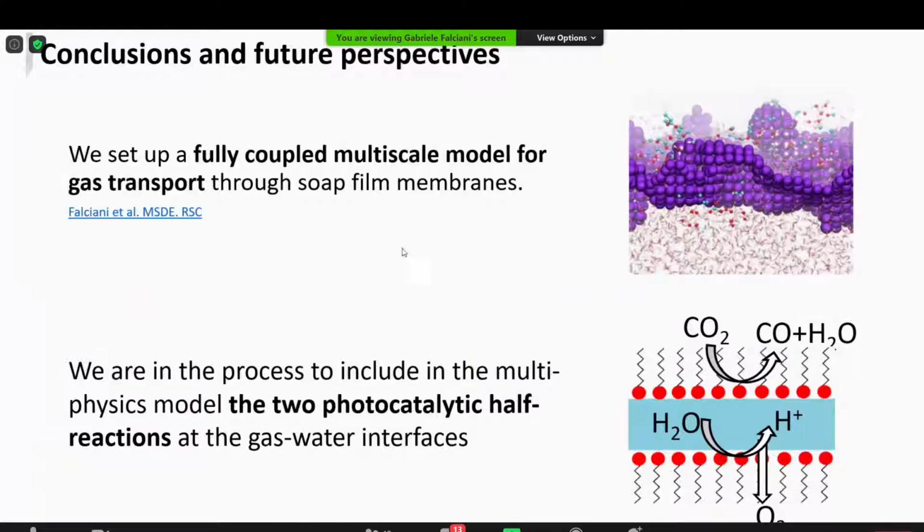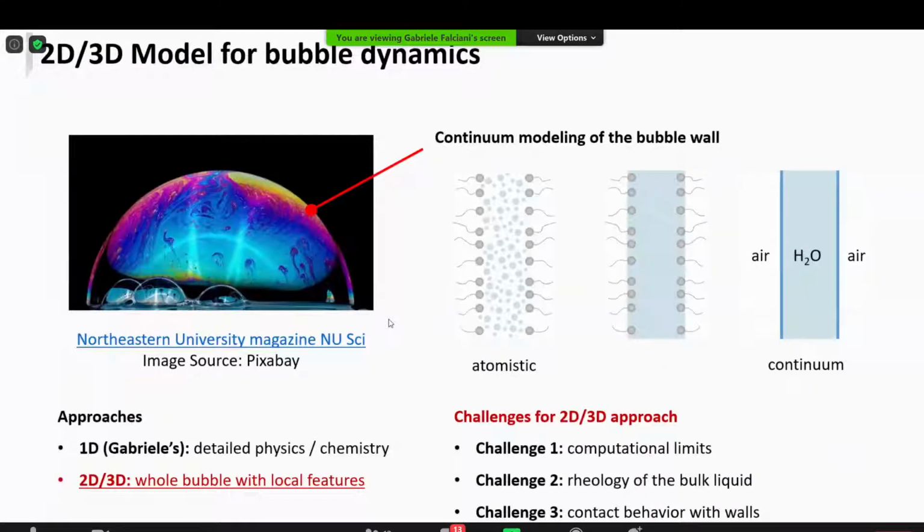So in conclusion, we set up a fully coupled atomistic continuum model in order to describe gas transport across soap film membranes. And this is crucial to understand how long the produced fuel and the oxygen will be separated in the future device. This is the first step, and now we are working on adding the chemical reaction to our continuum model.